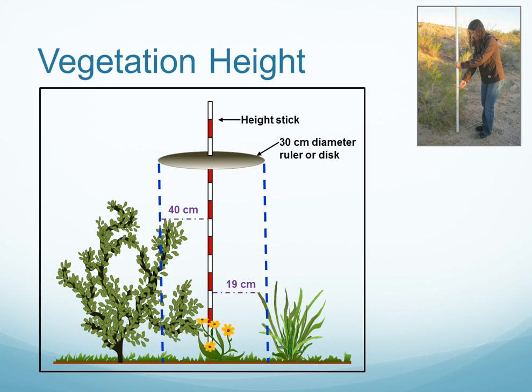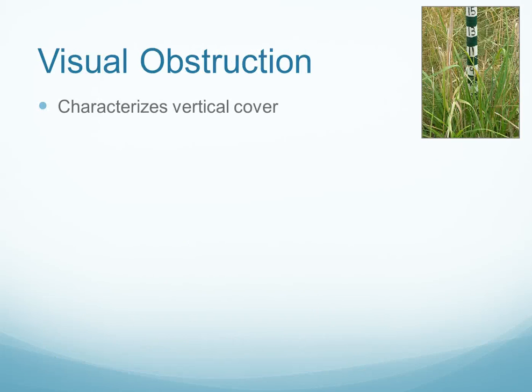And these measurements usually are taken multiple times along a transect, and we simply average the values of the height measurements for both the woody and the herbaceous component.